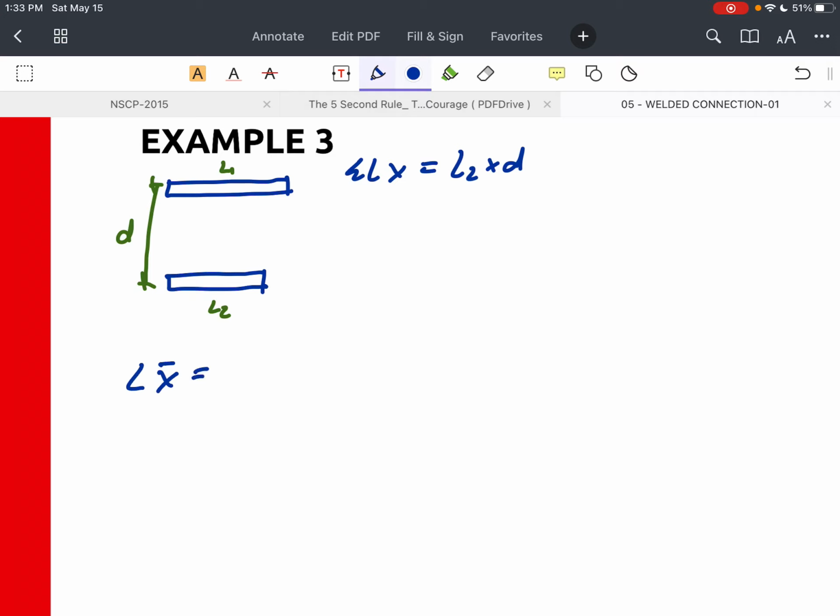Lagyan natin ng bar para malaman natin as centroid siya. Equal to L2 times yung D natin, which is L2 times 102. Okay? Remember, we have the value of L na 420.06.